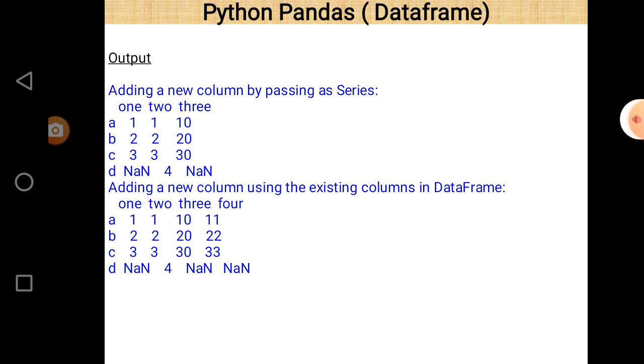then after the execution of the print df statement, this is the output. Column name 4 will appear here, which is a combination of column names 1 and 3. And again, if there is not a number or not a value against the index position d, then NaN will appear here. So this is the output of the program.